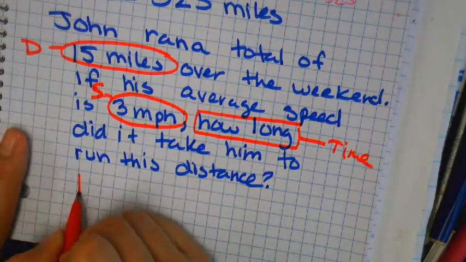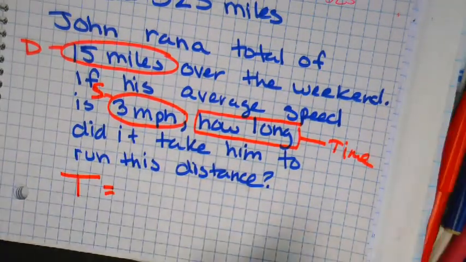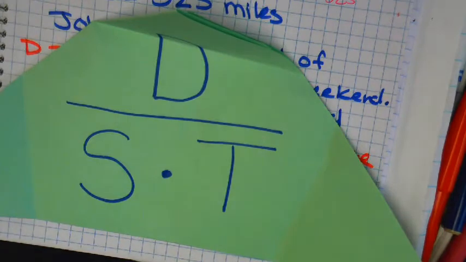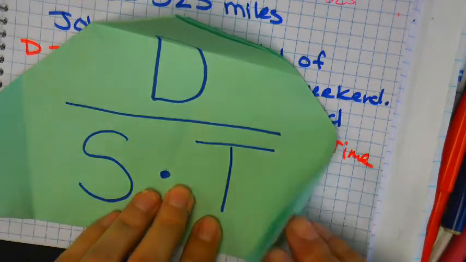So, T equals. Take your triangle. What letter am I going to cover up? T. T equals D divided by this.